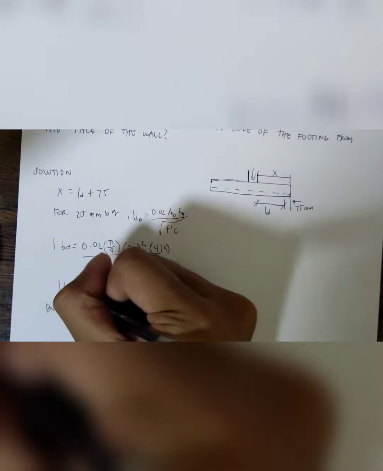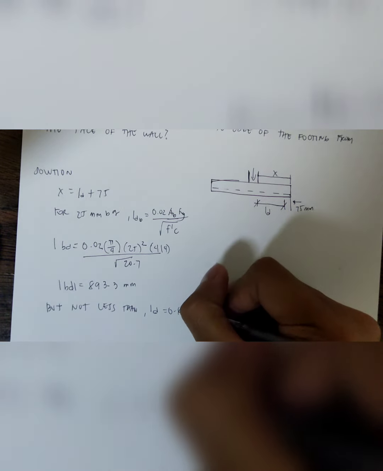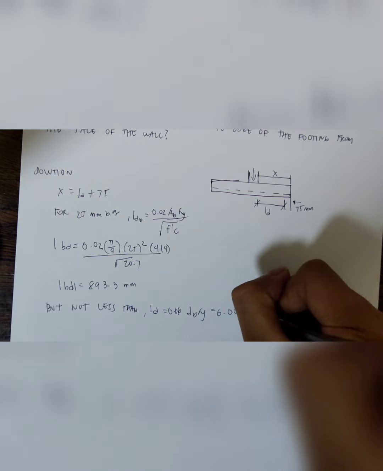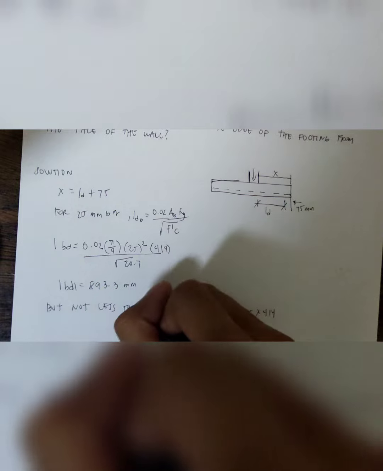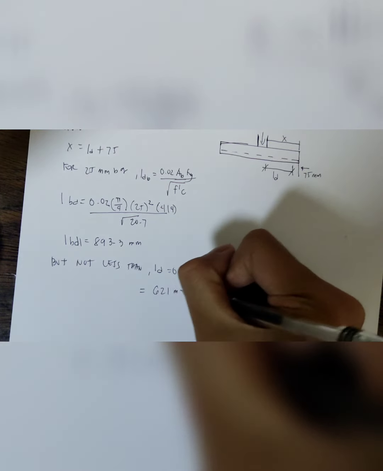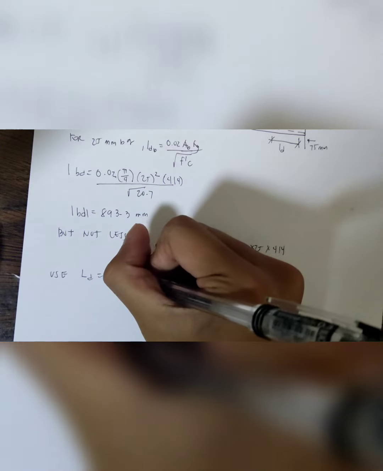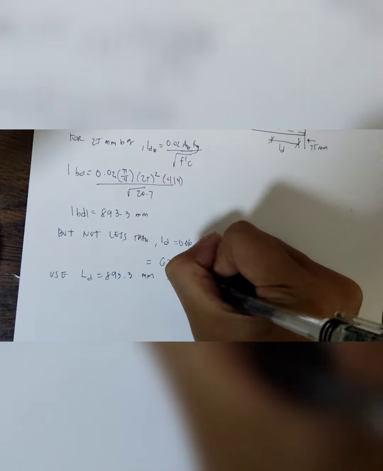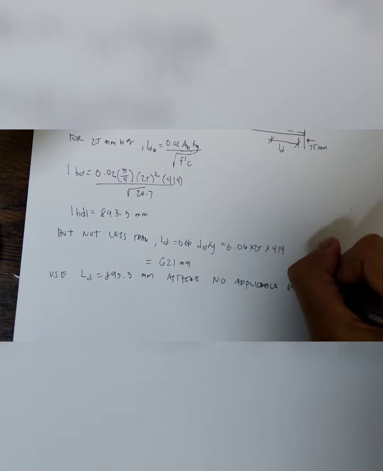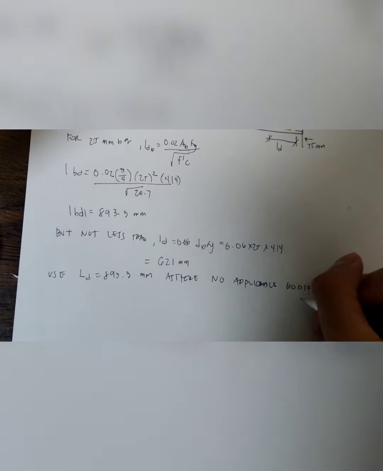But not less than Ld is equal to 0.06 db fy, which is 0.06 times 25 times 414 equals 621 millimeter. So use Ld 893.3 mm as the applicable value, before the modification factors.